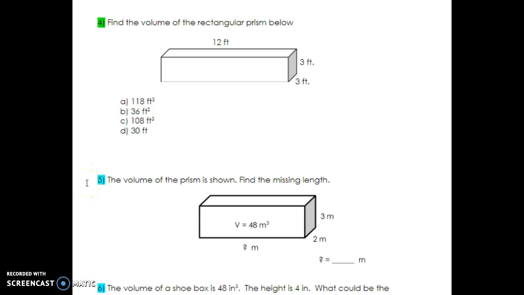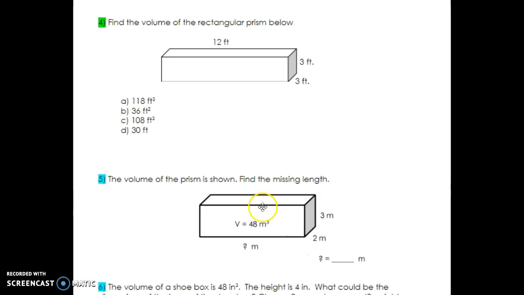Number 5, the volume of the prism is shown. Find the missing length. My volume is 48 meters cubed. My width is 2 meters, and my height is 3 meters. What would be the length? Remember that your total volume must equal 48 meters cubed.